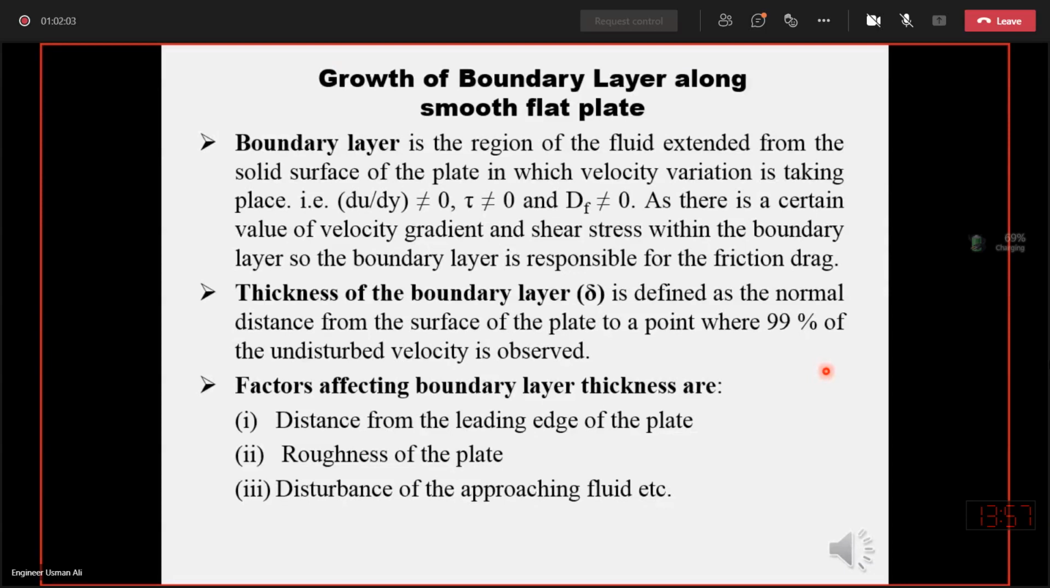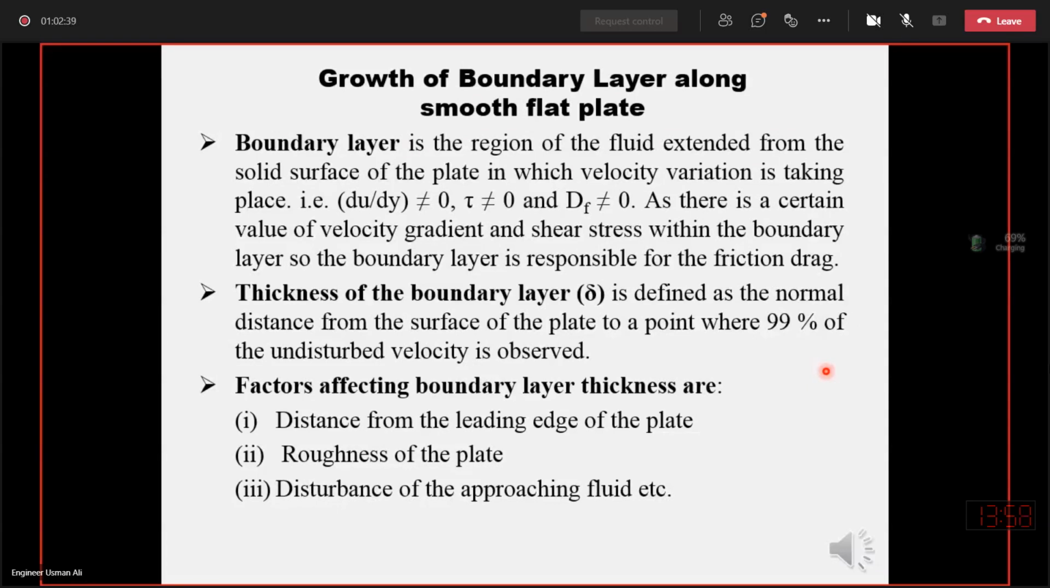And as a result of the velocity gradient and the shear stress, there is frictional drag present within the boundary layer. That is actually responsible for this friction, and accordingly we have to design such shapes where we have lesser friction drag. The thickness of the boundary layer is defined as the normal distance from the surface of the plate to a point where 99% of the undisturbed velocity is observed.